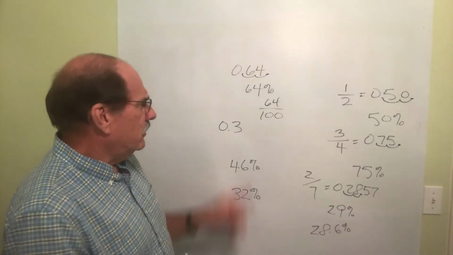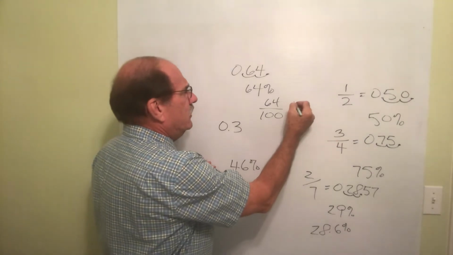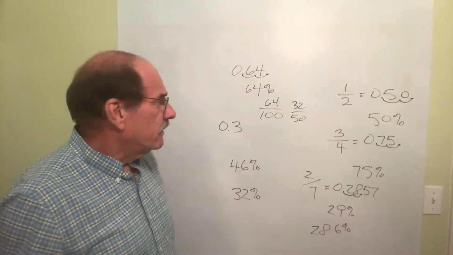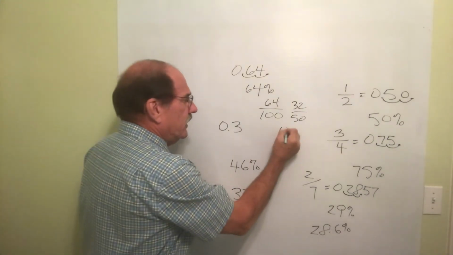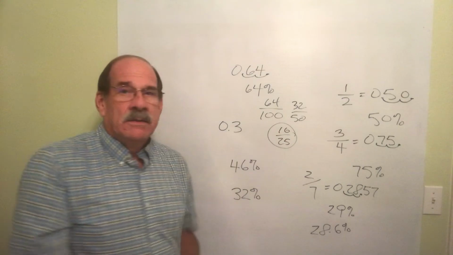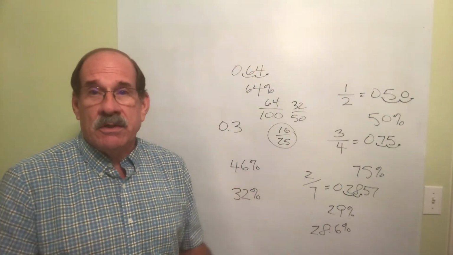Let's see, what can I reduce that by? I can reduce both those by 2. That makes 32. That makes 50. I can keep going, right? Divide those by 2 again. 16 25ths. Okay. There's the fraction reduced to lowest terms.